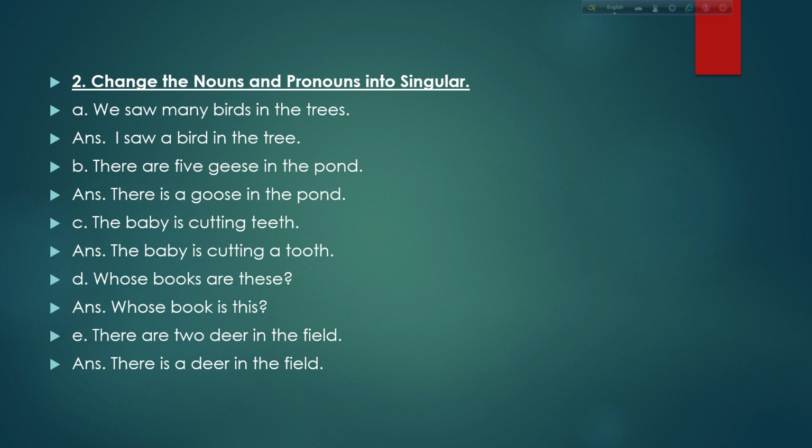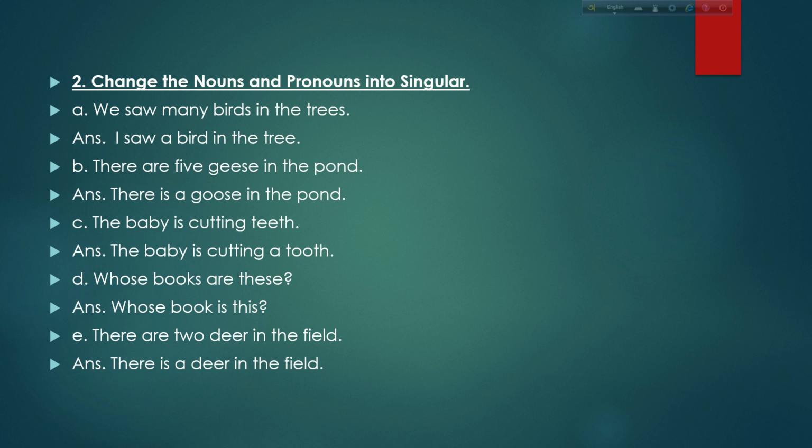Now, second one, change the nouns and pronouns into singular. So, plurals are given. We saw many birds in the trees. So, I saw a bird in the tree. There are 5 geese in the pond. There is a goose in the pond. The baby is cutting teeth. The baby is cutting a tooth. Whose books are these? Whose book is this?